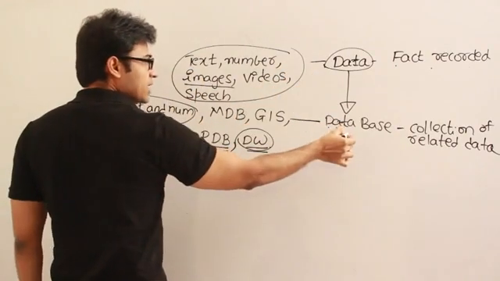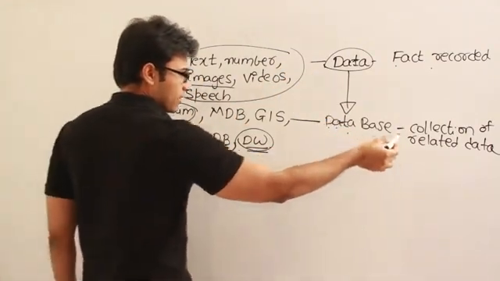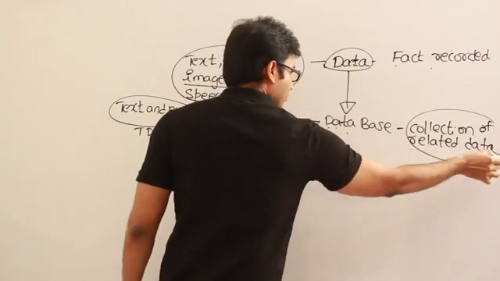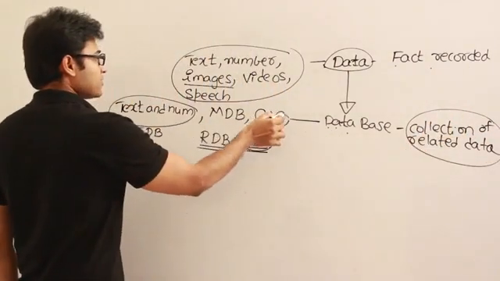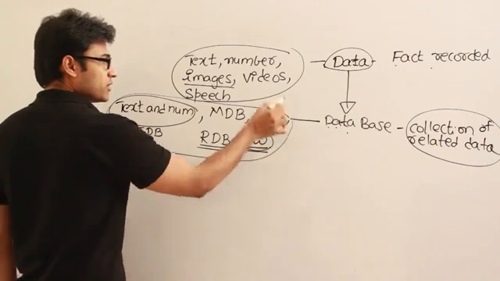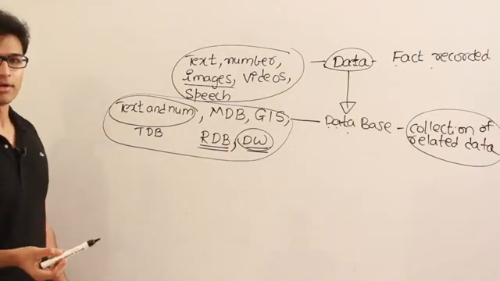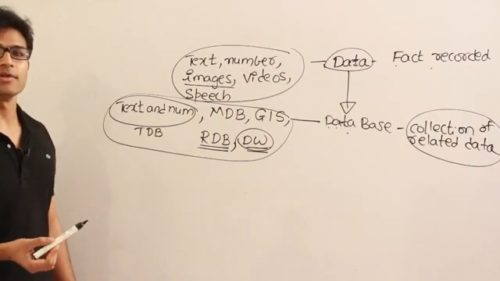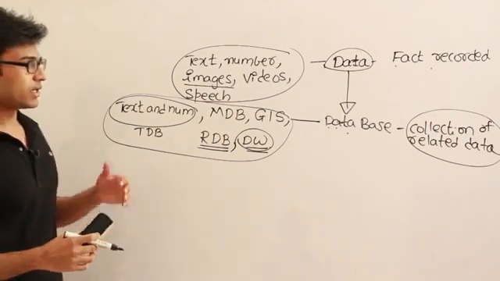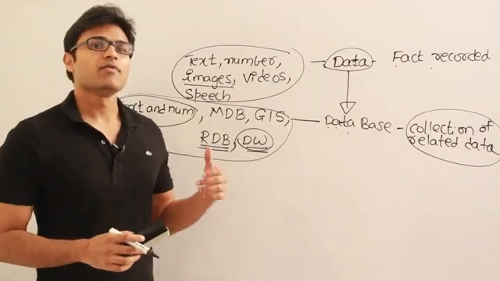And database means it is a collection of data which is related, right? For example, YouTube is having this multimedia database, or Vimeo is having a multimedia database, and NASA is having a GIS, Geographic Information System database. So they are going to have data which is related to various things.